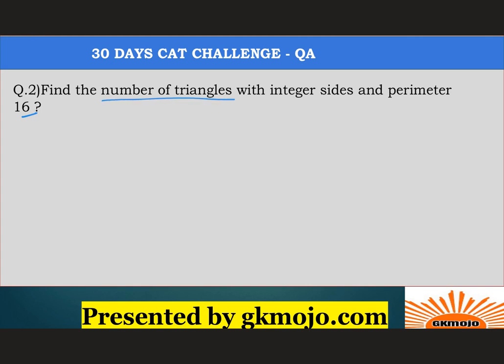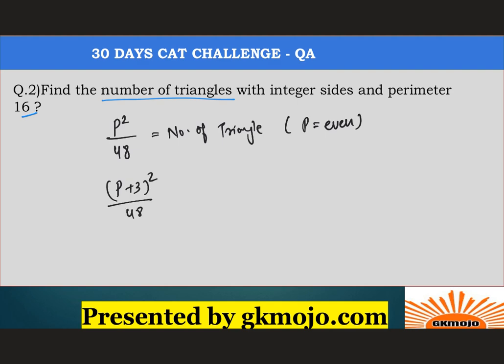Whenever you have such a question, P square by 48 is going to be the number of triangles when P is even. And (P plus 3) square divided by 48 is equal to the number of triangles when P is odd. What is P? P is the perimeter, the sum of all the sides of a triangle. So over here, what is the perimeter? 16, hence this formula will be applicable.